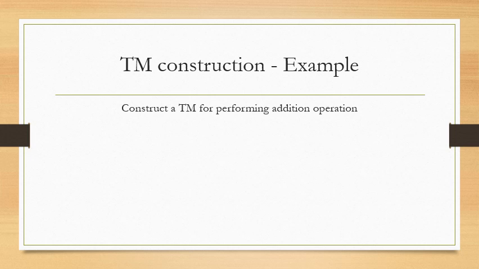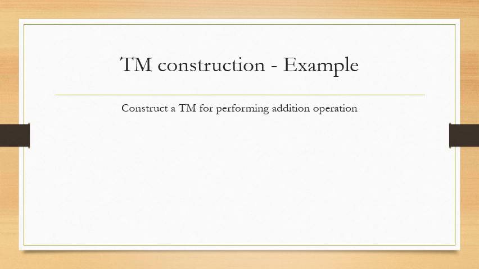For example, if the first number is 4 and the second number is 3, then the output should be 7. A very basic, simple mathematical addition operation. To do this calculation in the Turing machine, we will represent the numbers in unary format. Unary format means if the number is 4, we have 4 zeros for that. If the number is 5, then we represent it by 5 zeros.